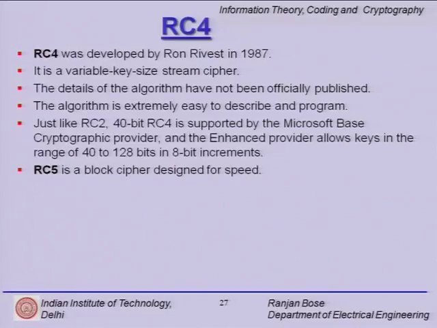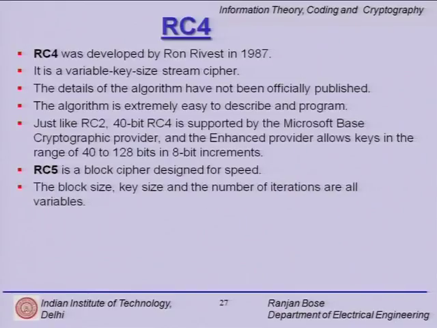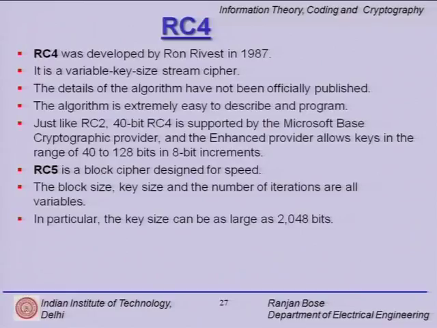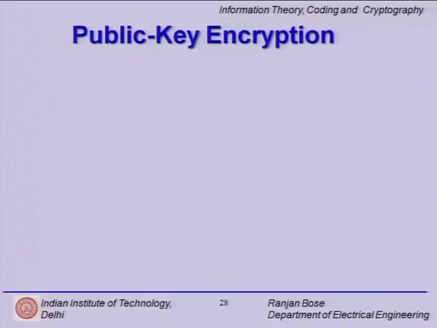The next version, RC5, is a block cipher, again designed for speed. So, basically there is a trade off between speed, security and the key length. Of course, the computational complexity also comes in. RC5 has a variable block size, key size and number of iterations, all of which can be fixed by the user. What is very interesting is that the key size, which has a direct implication on the security, can be as large as 2048 bits.